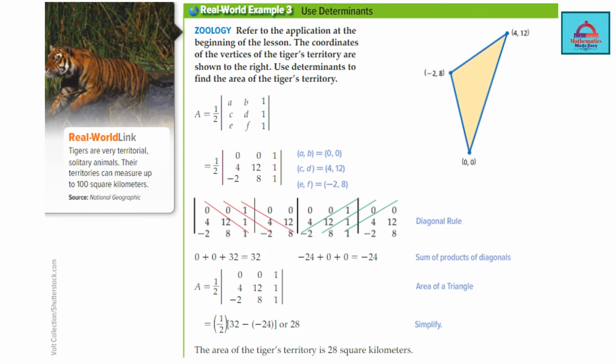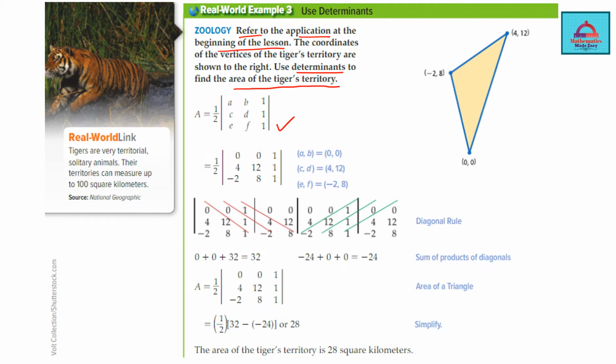The question that I'm taking now is given in your math book on page 47. It's a solved question, a real world application. So I'm just going to explain a little bit about it to you, and you can simply follow the same method I've taught you in the last slide to get your answer. Okay, so here you are given 3 points. You can refer to the question from your book. It was given at the beginning of the lesson, and the coordinates of the vertices of the tiger territory are shown to the right. So 1, 2, 3, these are the 3 points. You need to use determinants to find the area of the triangle territory.